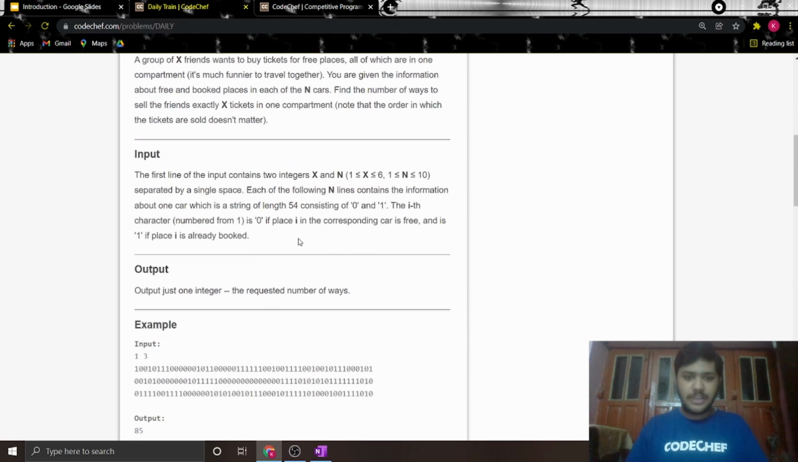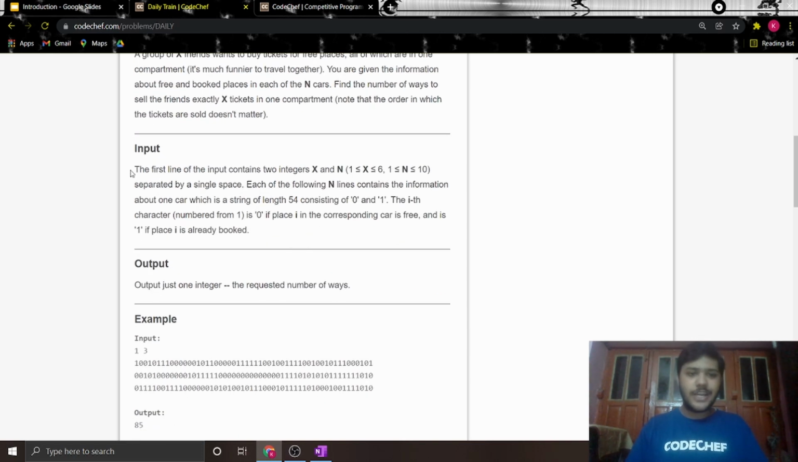That's a simple thing. Now, the first line of the input contains two integers X and n, where X denotes the number of friends and n denotes the number of cars. Each of the following n lines contains the information about one car, which is a string of 54 characters, either 0 or 1. If the ith character is 0, then that particular place is free. But if the ith character is 1, then that particular place is booked. And the friends can only buy tickets for free places, not for booked places.